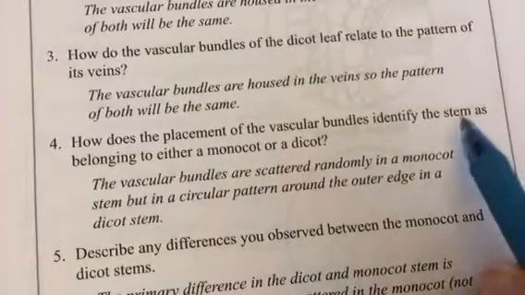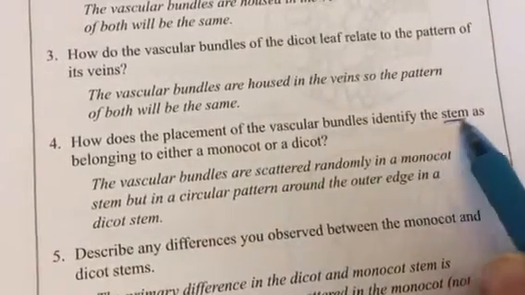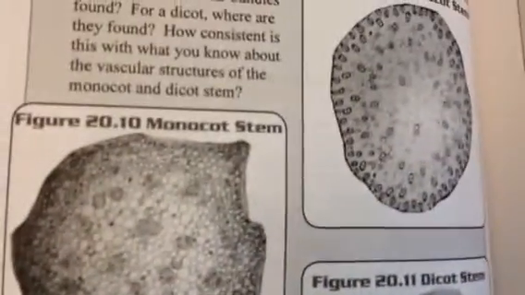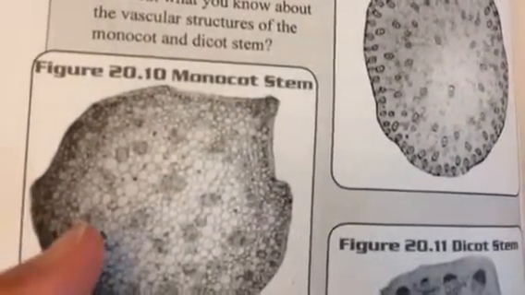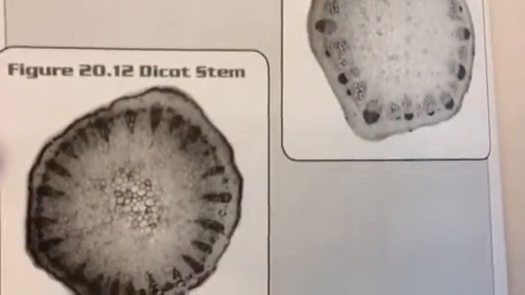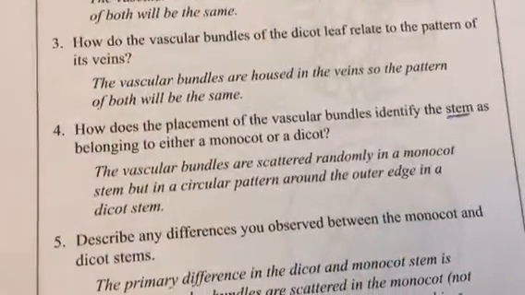Number 4, how does the placement of the vascular bundles identify the stem as being monocot or dicot? So now we're talking about stems. The vascular bundles are scattered randomly in a monocot, but circular around the edge in a dicot. So if you're looking at stems, keep in mind we're looking at these pictures here. Remember the monocot and the dicot stems.